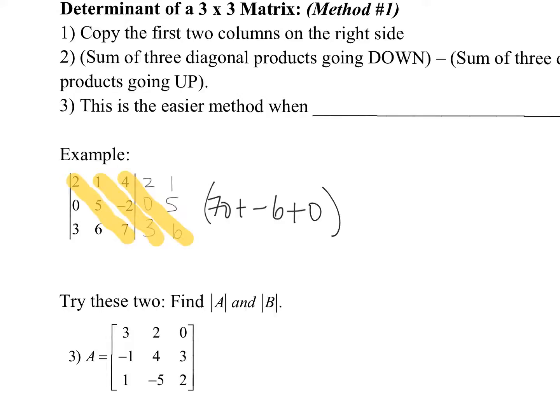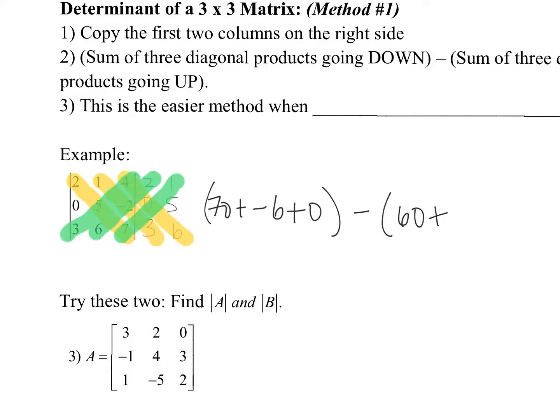So I'm going to add all those up, and then again, like we did above, we're supposed to subtract. So now I'm going to do the 3 diagonal products going up. What that looks like is, remember you got to use all the numbers. This times this times this. So we're multiplying all those numbers together and adding those products together. So my first product is 3 times 5 times 4, which gives me 60.